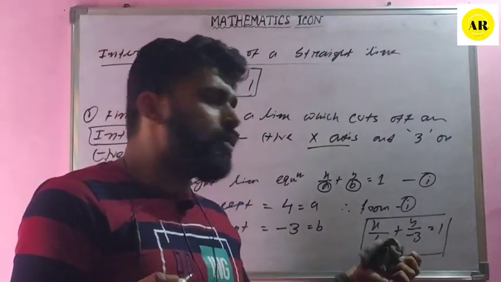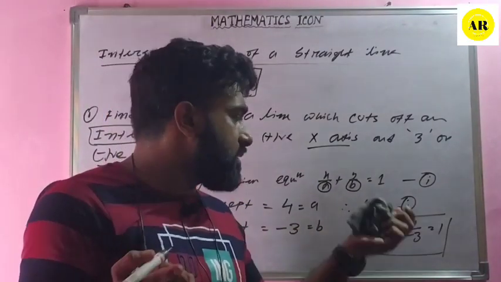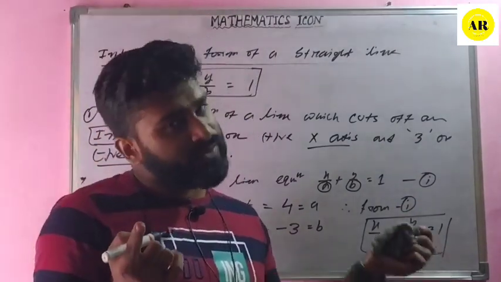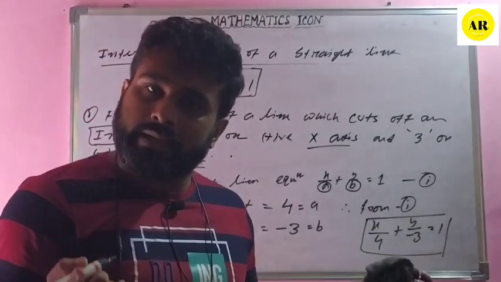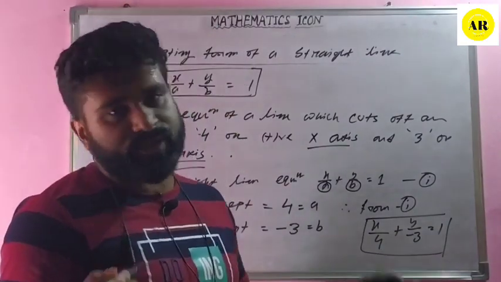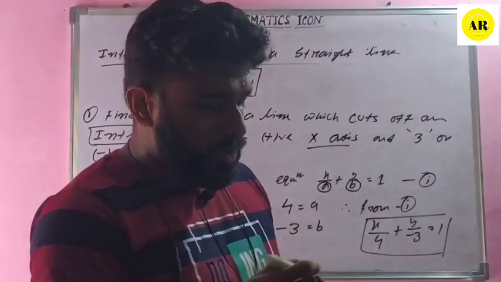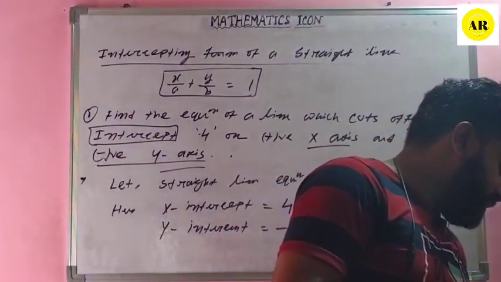Now you can solve it further also. You can take the LCM and then after that the rest of the things can be done, no problem. But the main structure of the straight line is already discovered. Okay, so already you have found it.